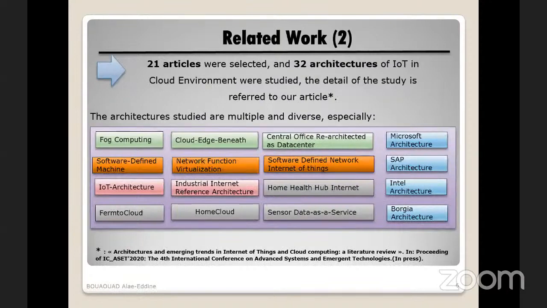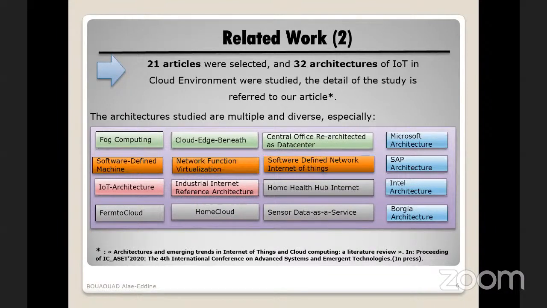The result of our method is 21 articles selected and 32 architectures that were selected to be the subject of our study. We note notably the architectures that aim to bring the cloud layer closer to the edge, like fog computing, cloud edge, and central office re-architected as data center. We can also note the architectures that deal with virtualization technologies, like software-defined machine, network function virtualization, and software-defined network Internet of Things.